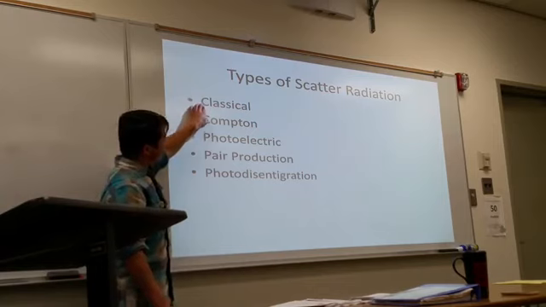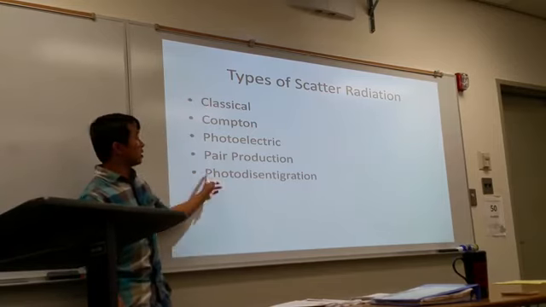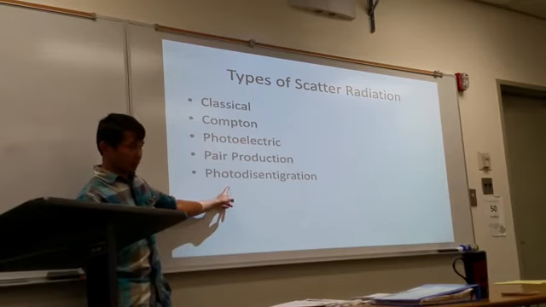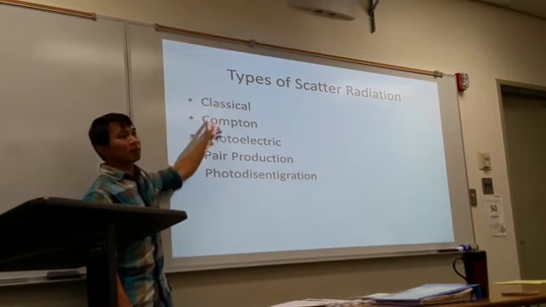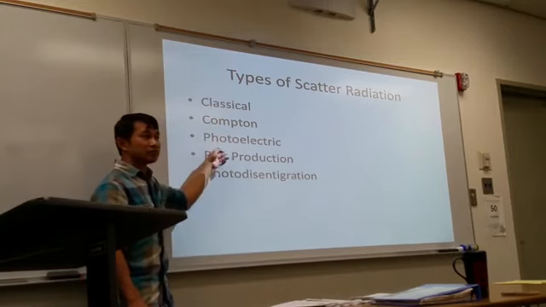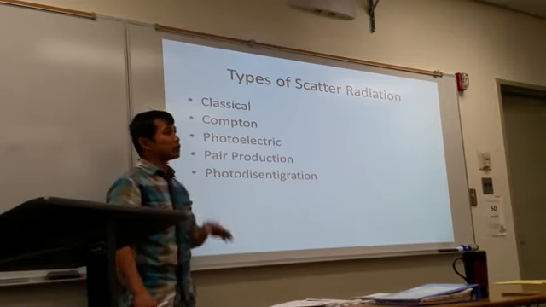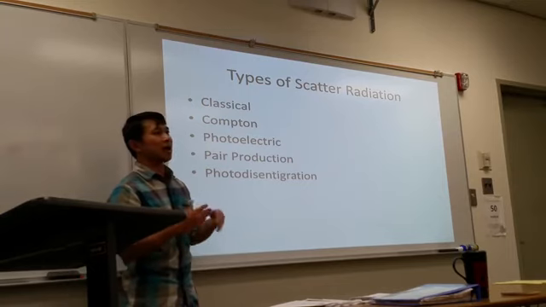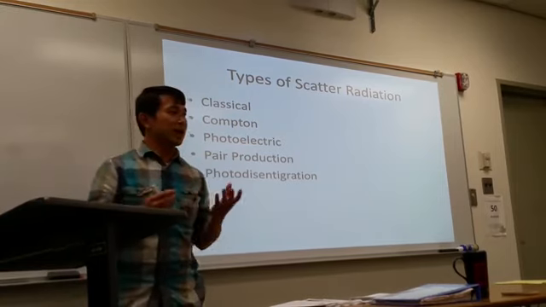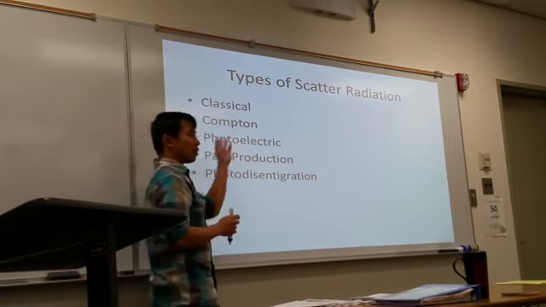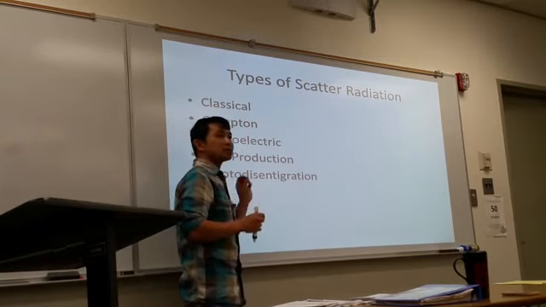Starting with the classical, which is the weakest type of scatter radiation, to the strongest type, which is photodisintegration. Generally, the weaker type of scatter radiation, the weak energy, interacts with the whole atom. As energy gets stronger, it interacts with the nucleus, from the whole atom down to the nucleus of the atom. From a weak energy primary beam interacting with the whole atom, the classical, to a high energy beam, which interacts straight to the nucleus.